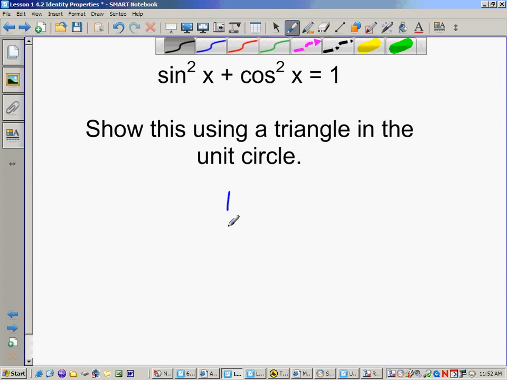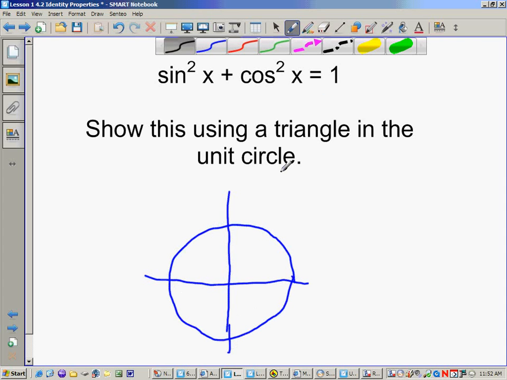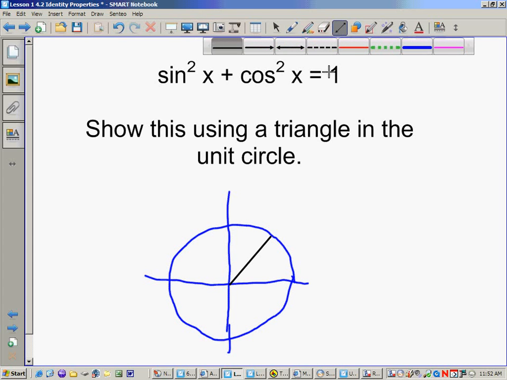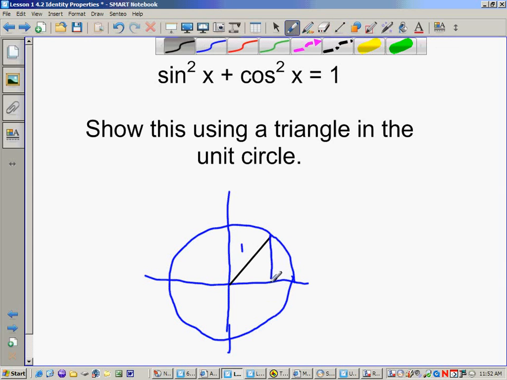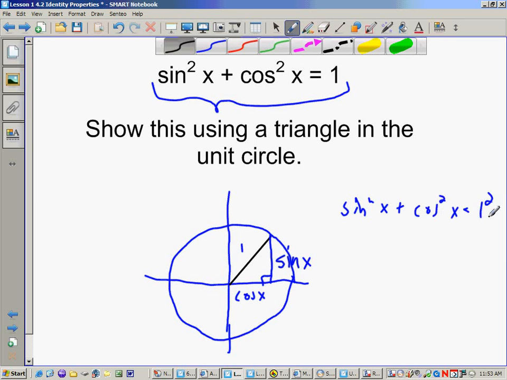Now if we want to show this using the unit circle, this is another way of saying show this geometrically rather than algebraically. On the unit circle, hopefully everybody knows that the hypotenuse is going to equal 1. We talked about this before, that on the unit circle, the x value represents cosine, the y value represents sine. So how can we prove this using that? Well, we know this is a 90-degree angle, so we can say sine squared x plus cosine squared x is going to equal 1 squared. And we know 1 squared is just 1, so we can just write 1. So that's a way we can show this geometrically using the unit circle.